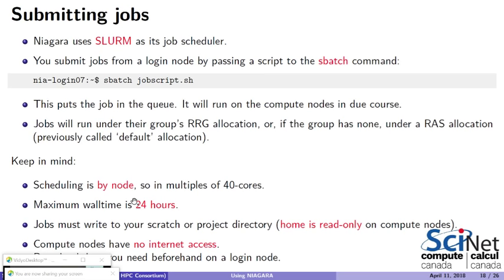So that's one. The scheduling is by node, and this is also different from the other clusters, which means that you always get a multiple of 40 cores to work with, and an exact multiple of the 202 gigabytes per node. It's kind of easier to think about it, but it is your responsibility to use all those 40 cores on the node because nobody else has them. So you must write to scratch because home is read only. And another thing to notice, this isn't often an issue, but the compute nodes don't have internet access. So if you have any data that you need to download, do it first on the login nodes and then submit your jobs.